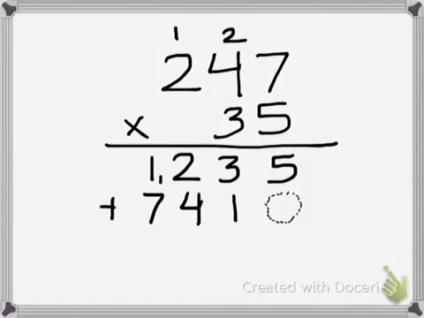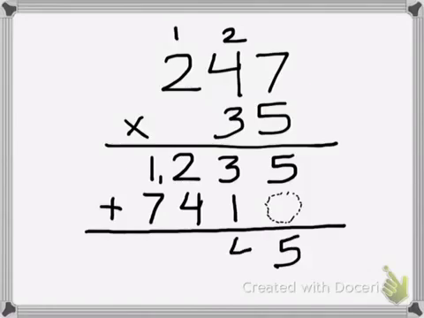Alright, I like to go ahead and draw that addition sign so that I don't accidentally multiply down here. We just finished multiplying, but now we are going to add these two partial products together. So 5 plus 0 is 5, 3 plus 1 is 4, 2 plus 4 is 6, and 1 plus 7 is 8. So my answer to this multiplication problem is 8,645.